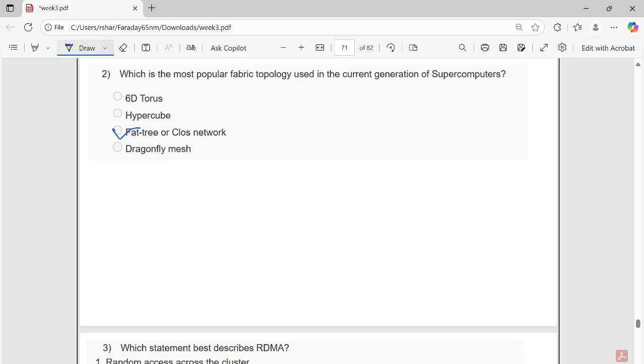And the Dragonfly topology is designed for scalable high radix routers and aims to minimize the number of hops, but still it is less widely adopted and more complex in routing and implementing. It requires advanced routing algorithms and specialized hardware. So that's why it is the fat tree network, which is scalable, low blocking, ensures high bandwidth, low latency, and is widely supported by hardware vendors and network equipment.